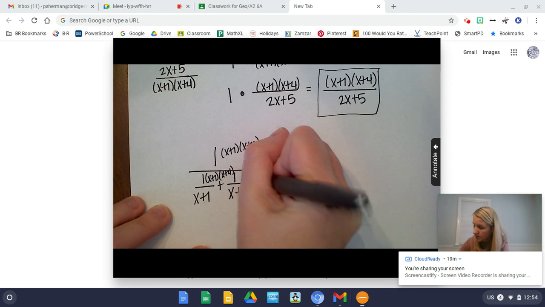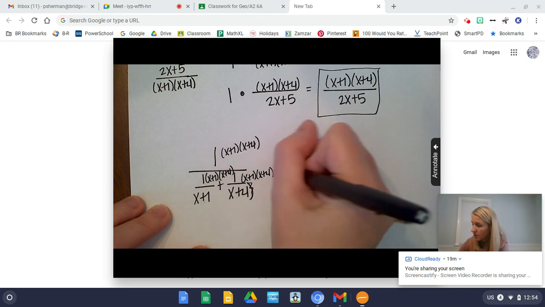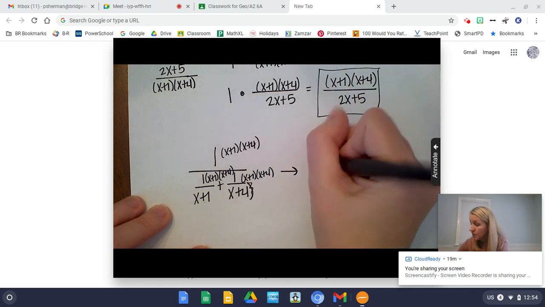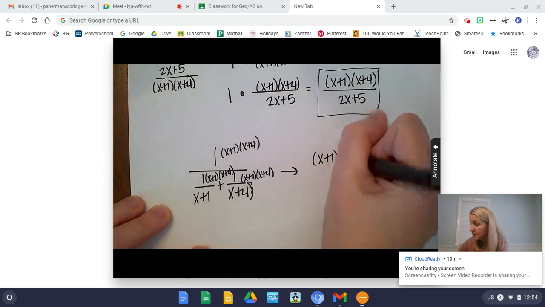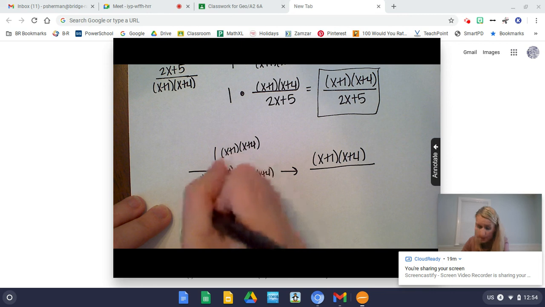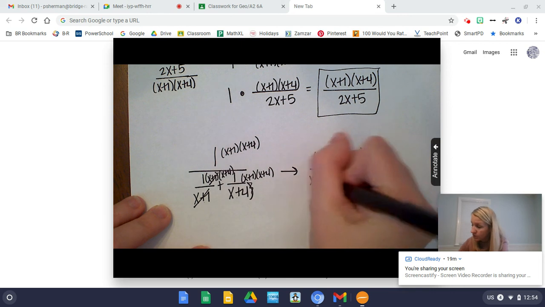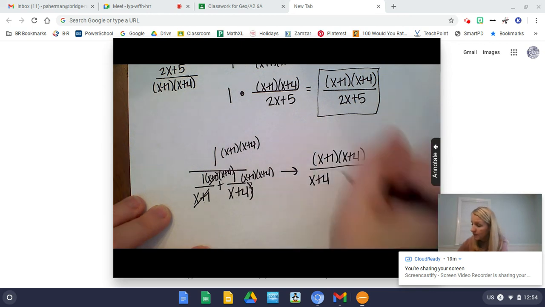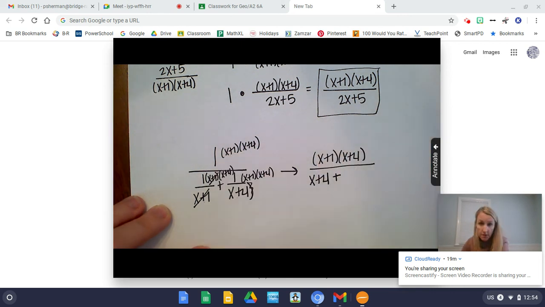So what are we left with? In the numerator, we're just left with x plus 1 times x plus 4. Once again, you can distribute that out, and I think it might do that on the multiple choice. So just as a heads up. On the bottom, here's what happens. The x plus 1's cancel. You're left with x plus 4. Plus, you have a plus in the middle. The x plus 4 is canceled. You're left with x plus 1.